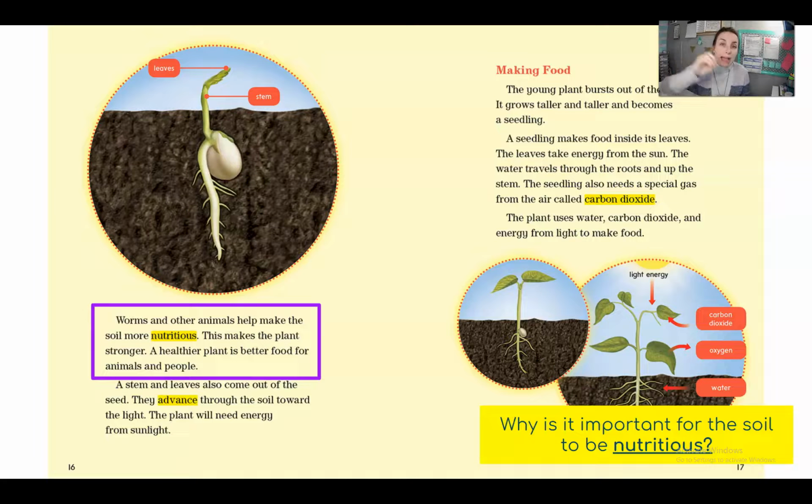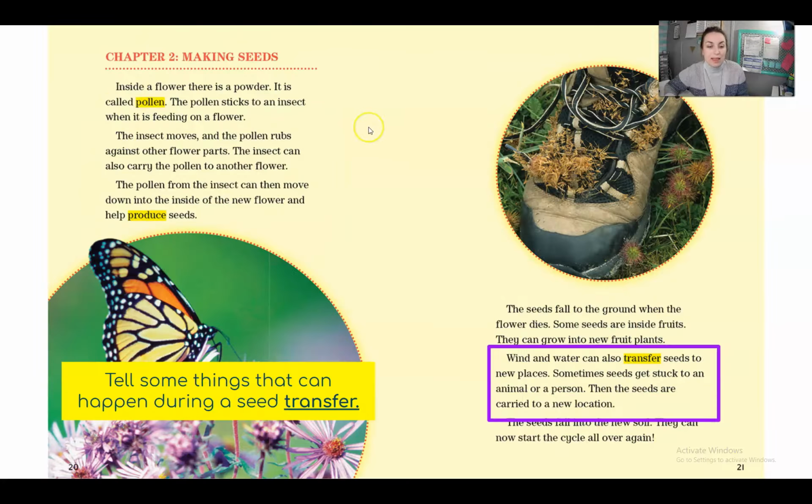Now we're going back into the text, we're using that vocabulary word that we're learning, and we're explaining why it's happening in the story. Let's try another one. The next one is telling something that's happening. So this one is for transfer. Tell some things that can happen during a seed transfer. So you're using that vocabulary word and you're using what you've learned through the text to help them understand what they're reading.